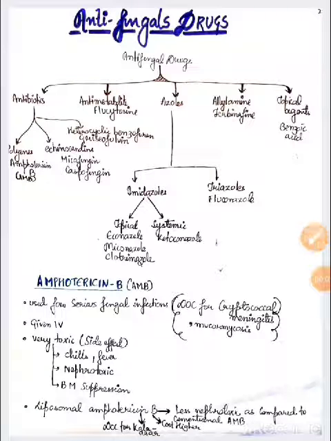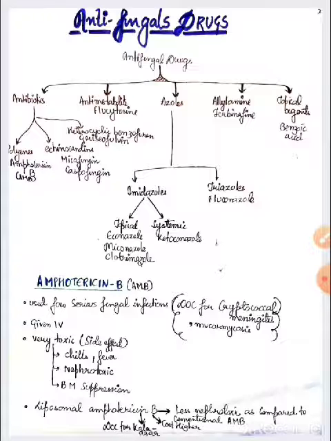So, antifungal drugs, today's topic: antifungal drugs classification. Antibiotics: polyenes, echinocandins, heterocyclic benzofuran. Polyenes are amphotericin B, AMB; echinocandins are micafungin and caspofungin; and heterocyclic benzofuran is griseofulvin. Antimetabolites: flucytosine. Azoles are imidazoles and triazoles.